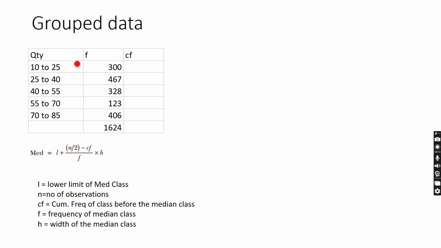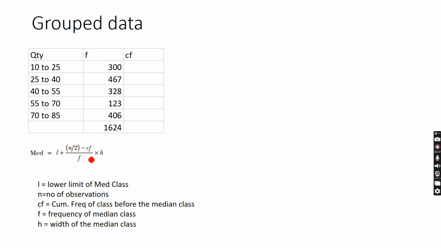Now for grouped data, calculating the median, there is a formula which is prescribed. It's below, which is L plus (n by 2 minus CF) upon F, into H. Let me make it clear what each term means. L means lower limit of the median class. So the first thing that we need to identify is which is the median class. I will come to that.